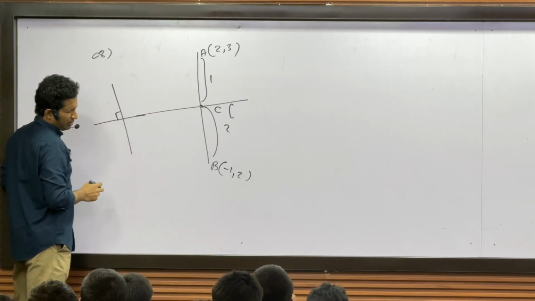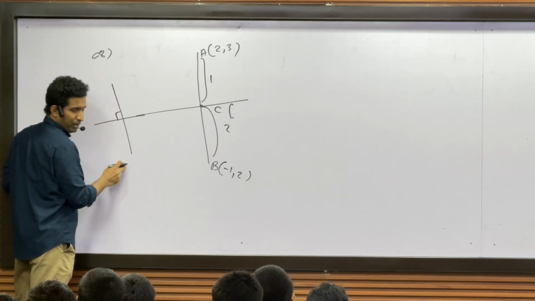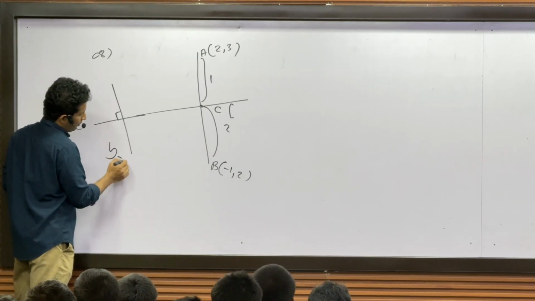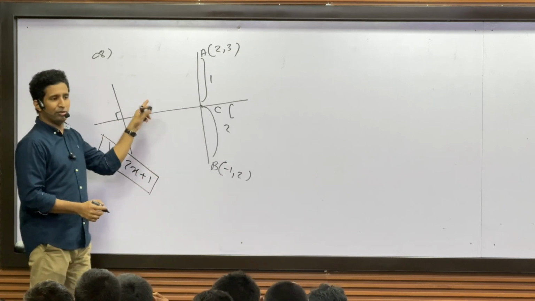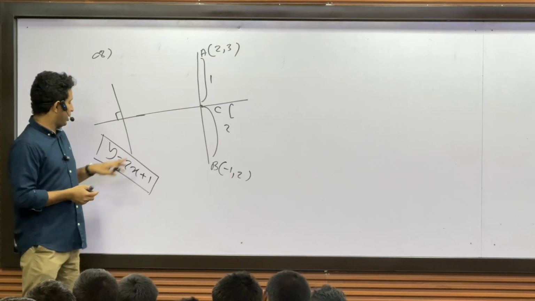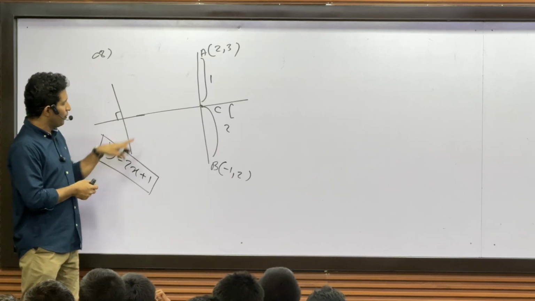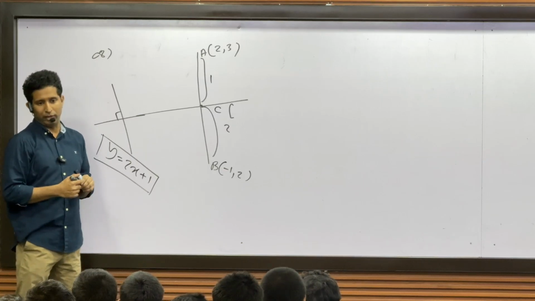2x minus y plus 1 equals 0. That means y equals 2x plus 1, right? Now if the required line is perpendicular to y equals 2x plus 1, and the gradient of this one is 2, what's the gradient of the required line? The negative reciprocal, minus half.